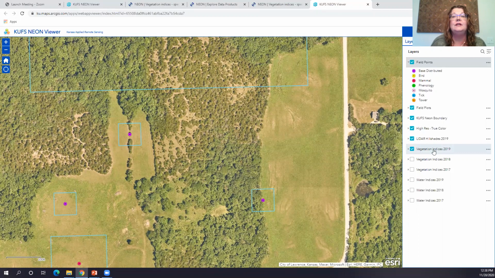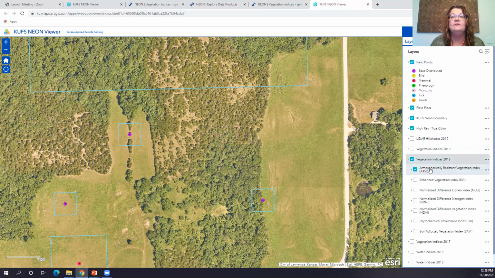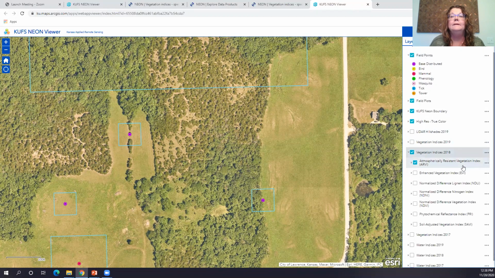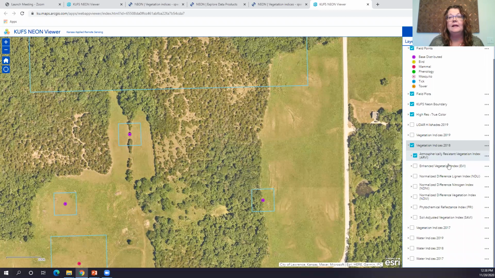And that's where the vegetation indices come from. And so we're going to look at, this is from 2018. So we're going to go ahead and look at some of the vegetation indices from 2018. And I think a lot of us are familiar with the normalized difference vegetation index, which is a surrogate for biomass, basically, and vegetation health.